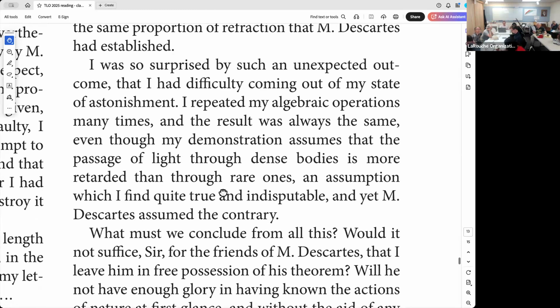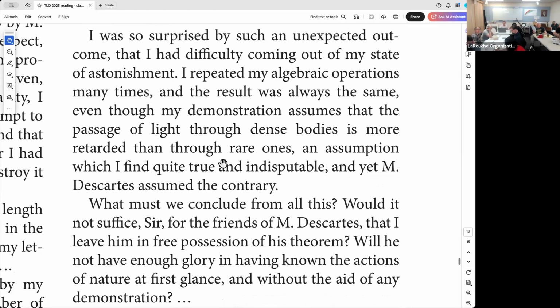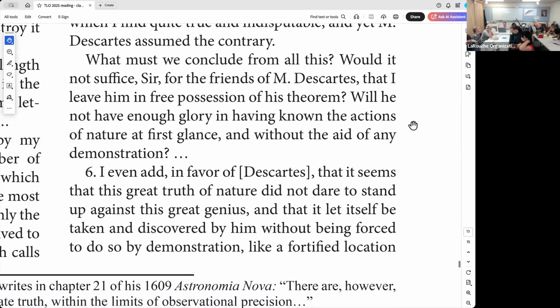I was so surprised by such an unexpected outcome that I had difficulty coming out of my state of astonishment. I repeated my algebraic operations many times, and the result was always the same, even though my demonstration assumes that the passage of light through the dense bodies is more retarded than through rare ones, an assumption which I find quite true and indisputable, and yet Monsieur Descartes assumed the contrary. What must we conclude from all this?